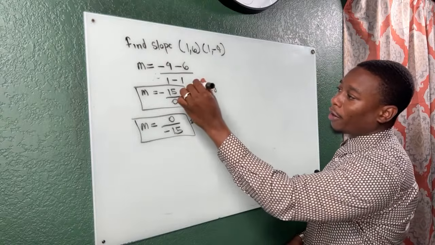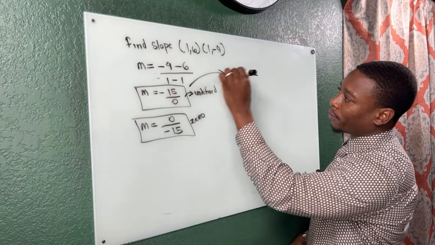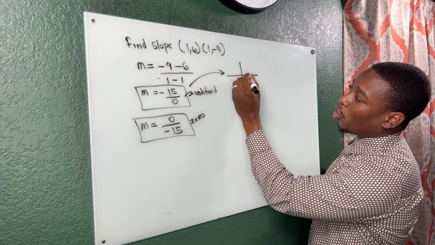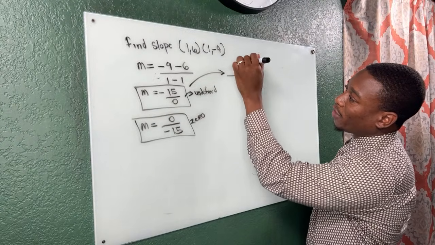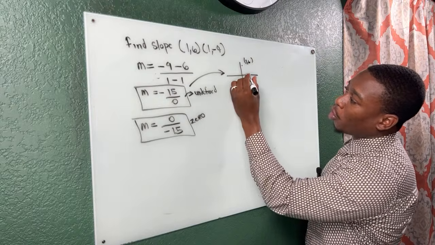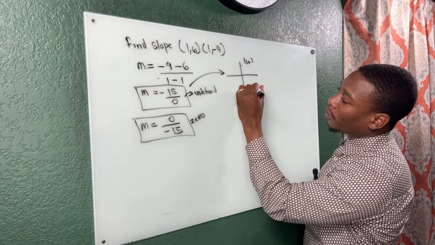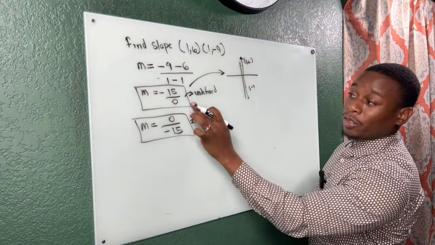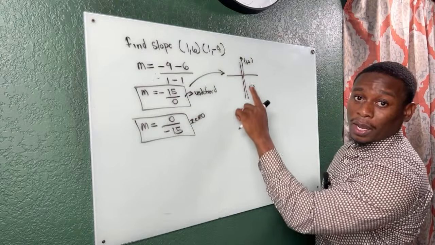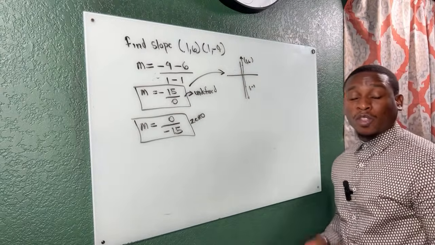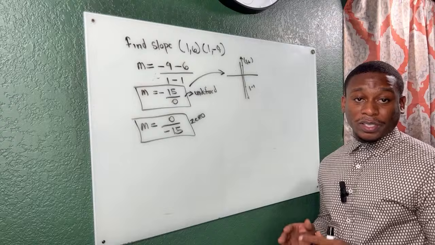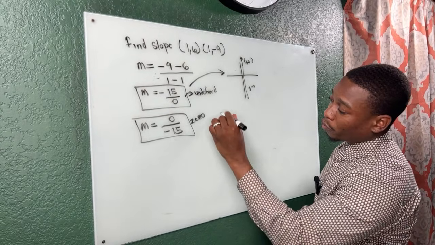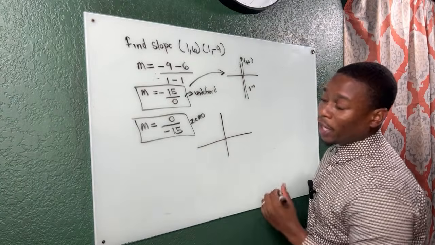So if I drew a graph for this top one, right? Let's say we use these points. So we go 1, up 6, right? So let's say this is (1, 6) here. Then we go 1, down 9. So when we have a 0 in the denominator, we have a vertical line like this, okay? So please make sure you guys know and understand that. It is a vertical line. Now, right here, this is going to be a horizontal line.